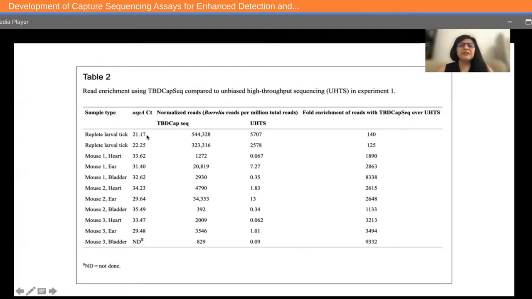What we can see here is that for low CT values as well as high CT values, the recovery of the Borrelia from TBD-Cap-Seq is pretty good, and the fold enrichment ranges from 140 to 9,332. And even when the sample is not detectable by qPCR, we are still able to detect it with TBD-Cap-Seq, and the performance is much superior to unbiased high-throughput sequencing.